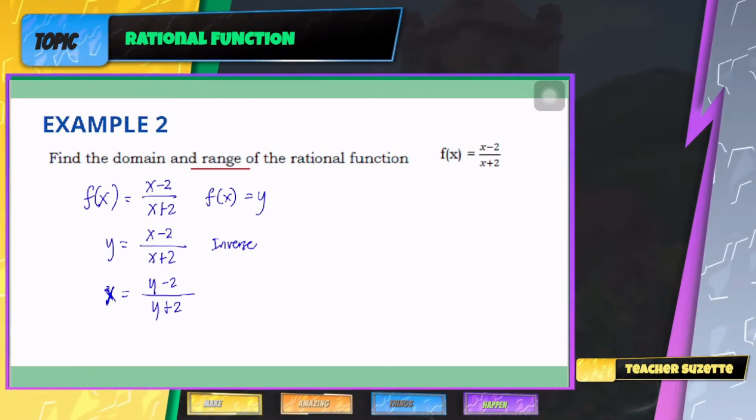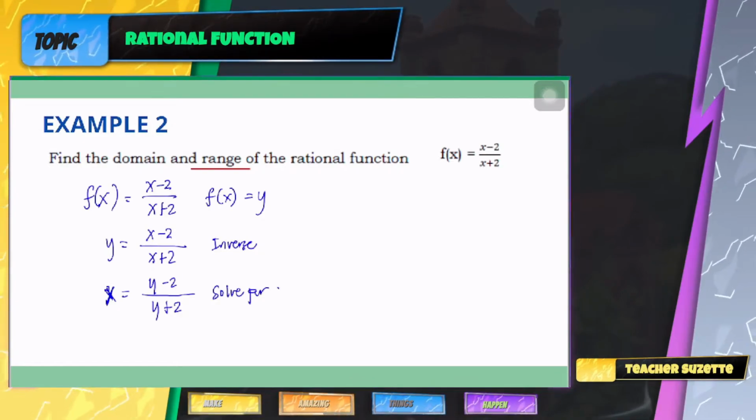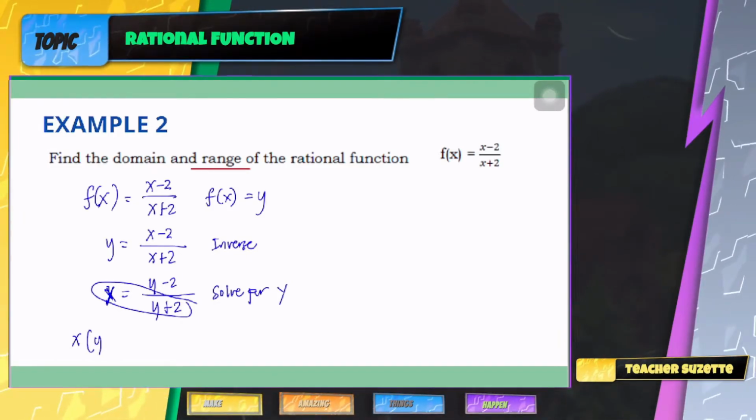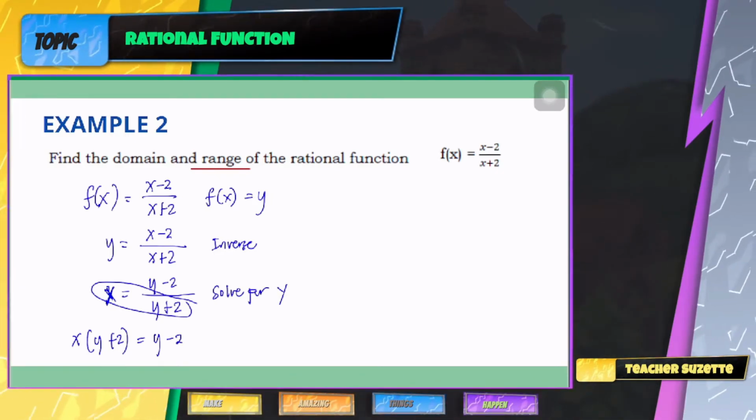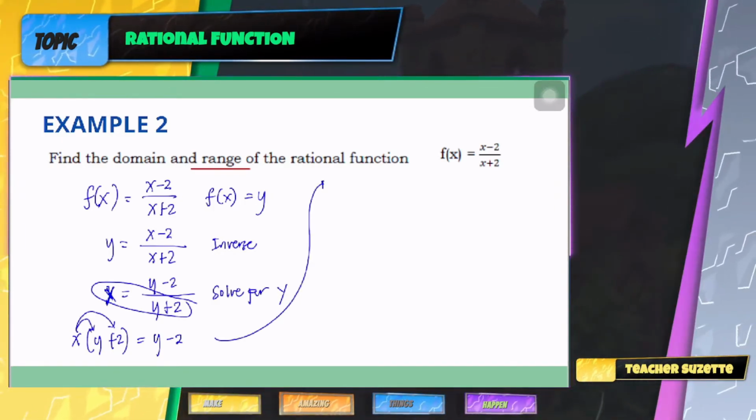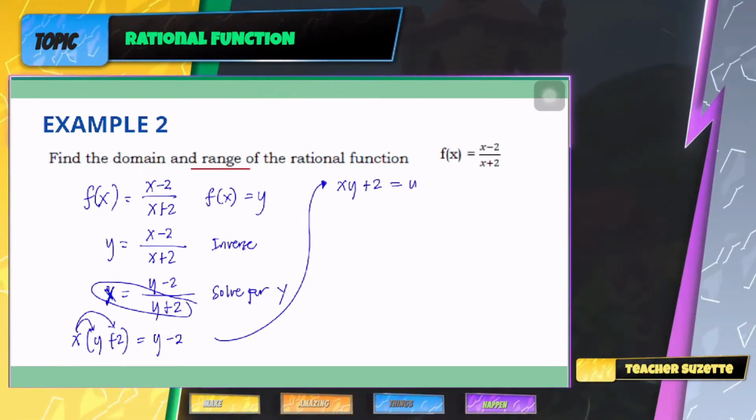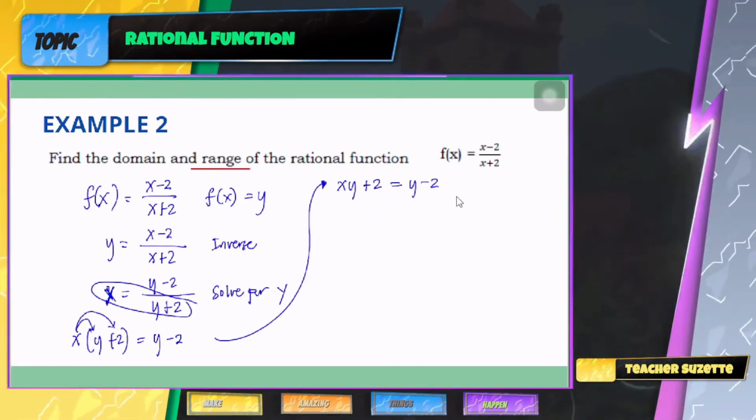Now, after getting the inverse of the function, you will solve for y. So, we multiply this here: x times y plus 2 equal to y minus 2. Simplify by distributing our x to y plus 2. So, you will have xy plus 2x equal to y minus 2. And we are trying to solve for y.